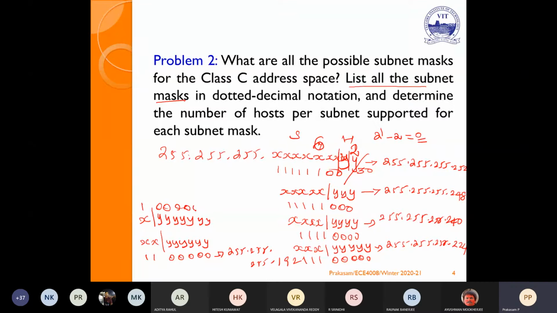10000000. What is the equivalent for this? 128. So the possible subnet masks are 255.255.255.252, 248, 240, 224, 192, 128. So these are all the 6 possible subnet masks for this address.